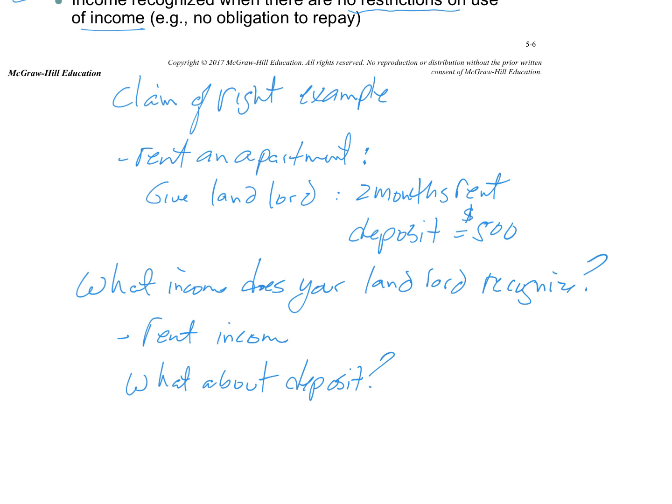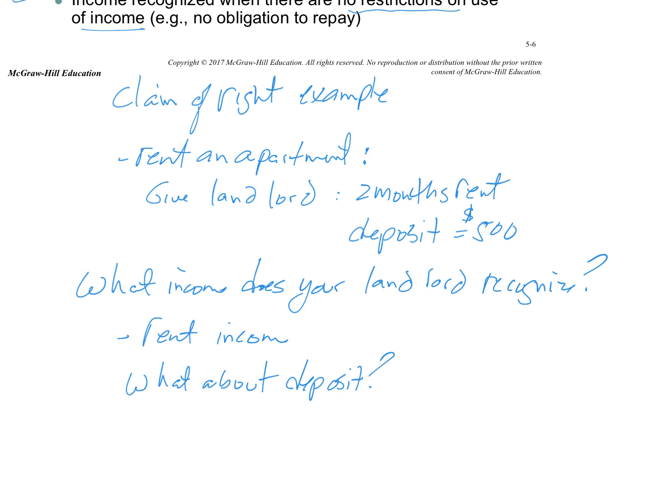You just gave that landlord $500 of cash for your deposit. And so that landlord has that $500 of cash. And as we've already talked about, individual taxpayers are cash basis taxpayers. So typically when you receive cash, that's an economic benefit, you have to recognize income related to that cash. But hold on. Claim of right says income is only recognized when there are no restrictions on the use of that income, meaning there's no obligation to repay that income. What happens with that deposit?